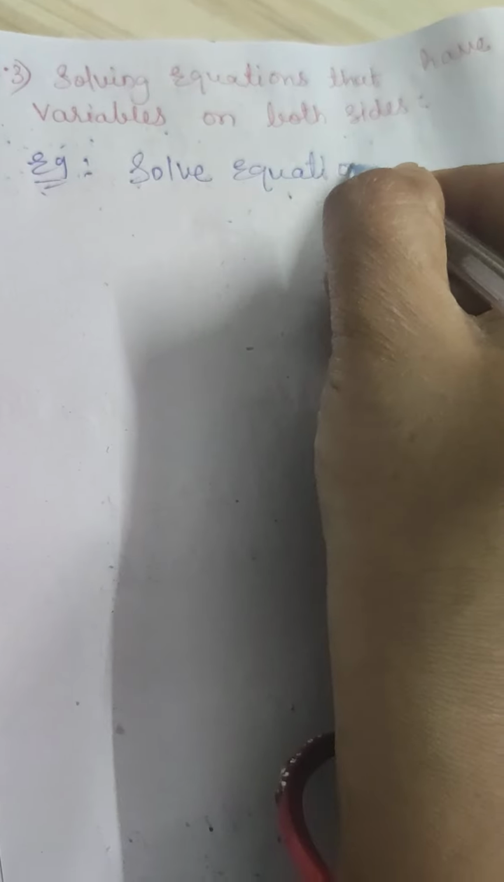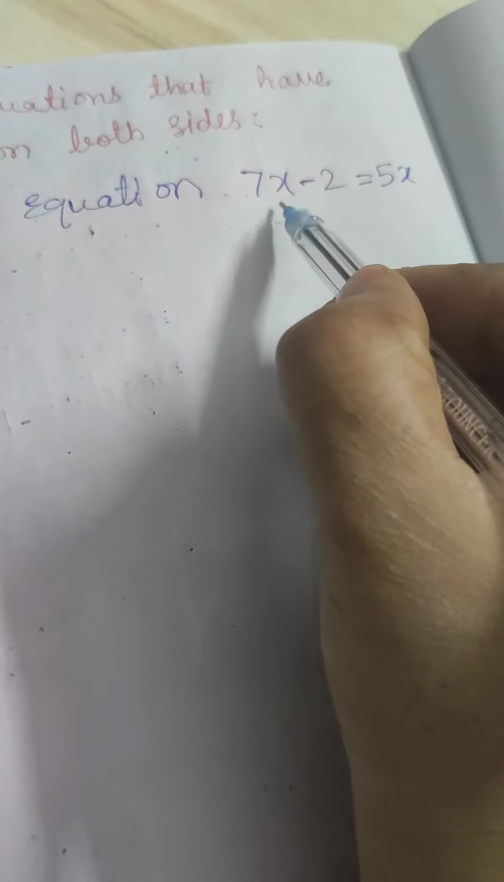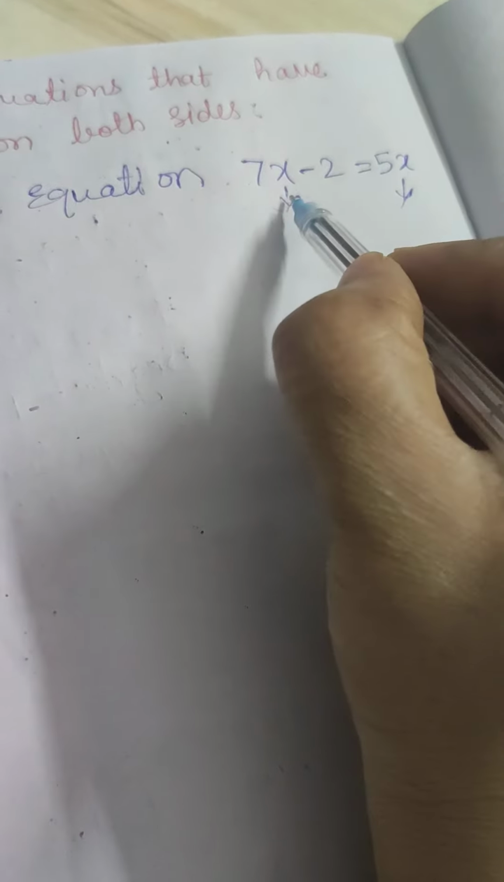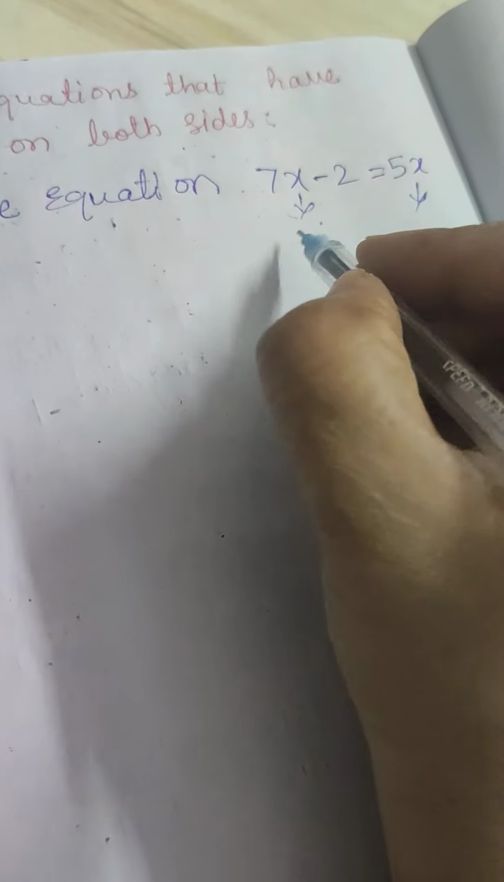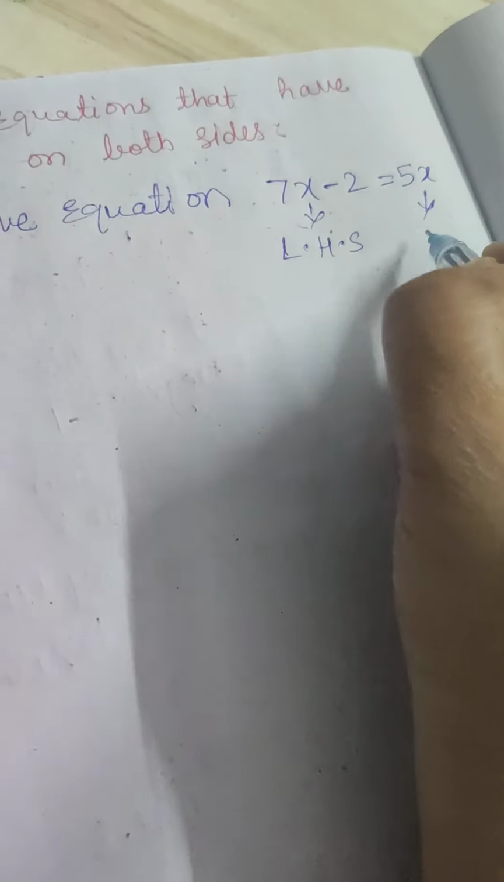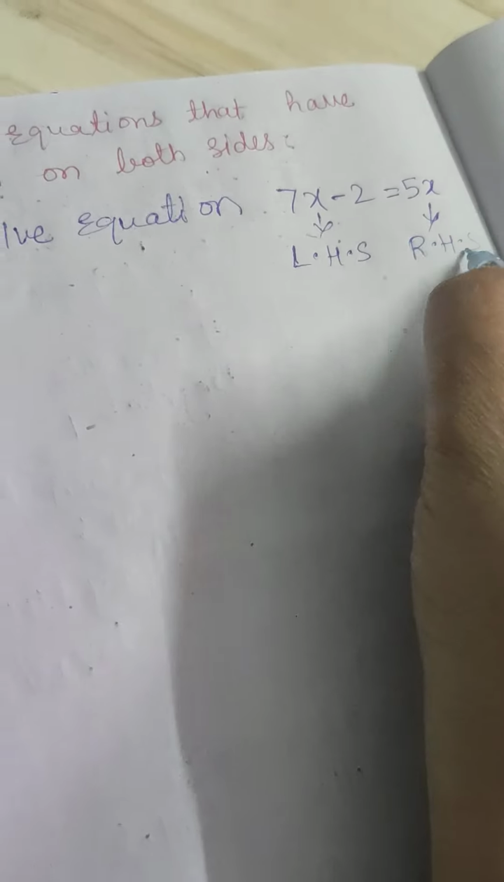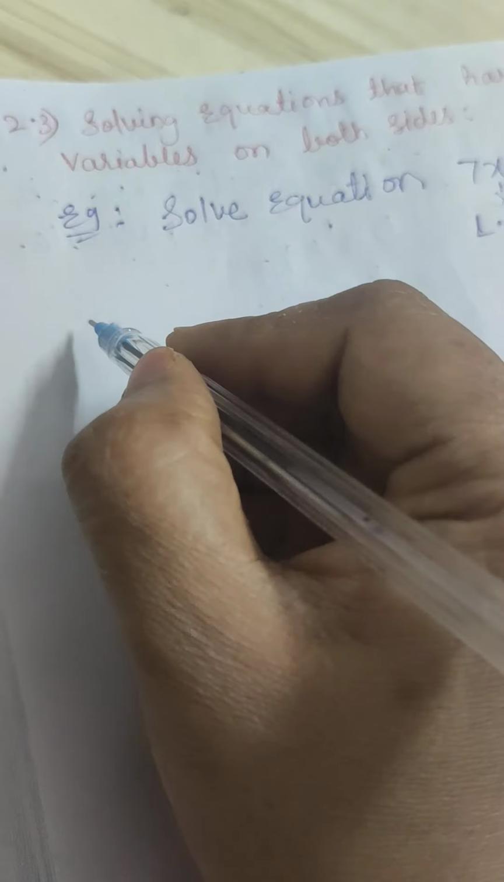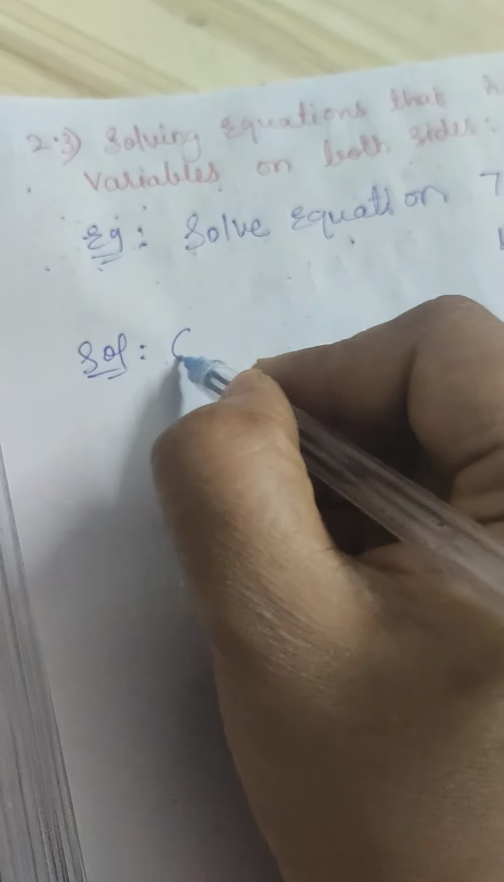Solve the equation 7x minus 2 is equal to 5x. If we observe here, what is the variable here? x is the variable and we are having x on both sides. This is LHS and this is RHS. We are having x variable on both sides. Okay, let us do the solution.